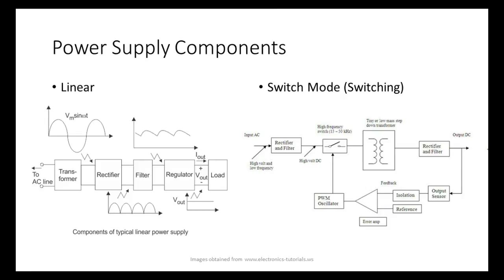Power supplies. We have two categories of power supplies. You have what we call a linear. So when we use the term power supply, what are we usually talking about, 99.9% of the time? So what's the major advantage AC has over DC? Anybody know? Nobody knows.